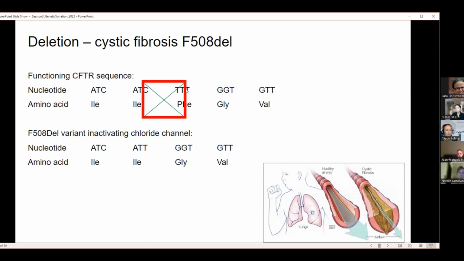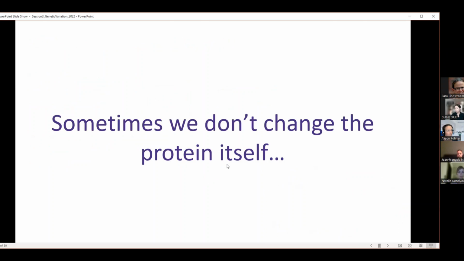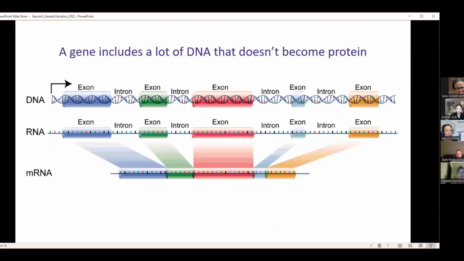The result of losing one amino acid in the CFTR protein is a buildup of mucus in the airways that leads to difficulty breathing. Sometimes we don't change the protein itself. These coding regions are the easiest to think about because they change the proteins in a way that we can really wrap our head around. But remember, that's only 1.5% of the whole genome. We have the rest of the genome that can also change as well, and these changes can happen anywhere.